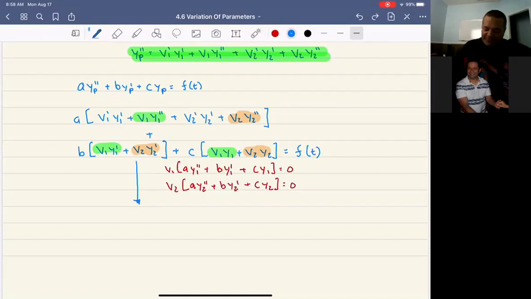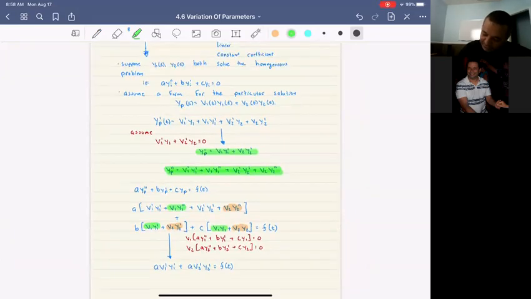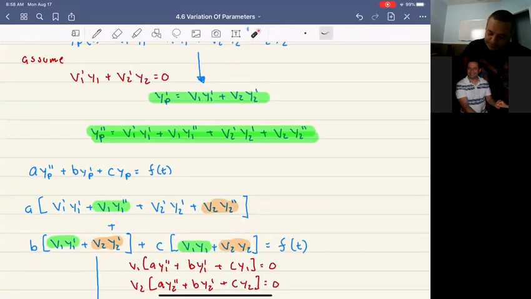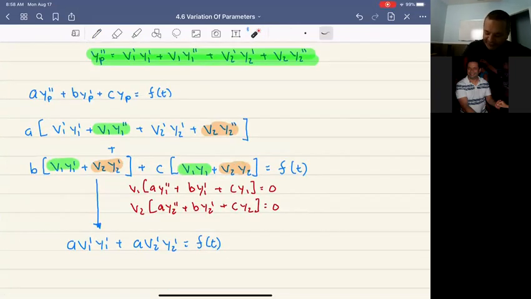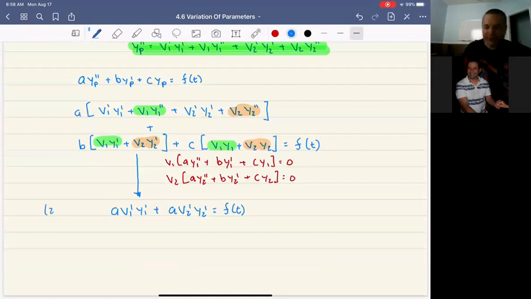But what am I left with? I'm left with a v1 prime y1 prime plus a v2 prime y2 prime equals f of t. So this is an equation we have. We had another equation up here, right here. Look at that, we have a system for v1 prime and v2 prime. Let's give this the name equation 1 and this equation 2, and we have the following system.